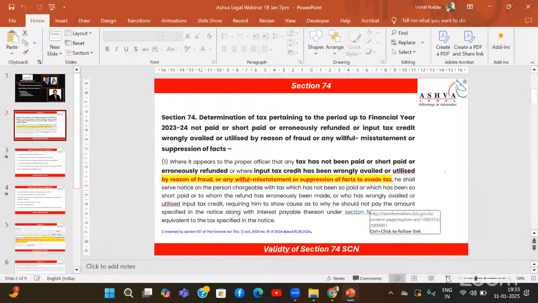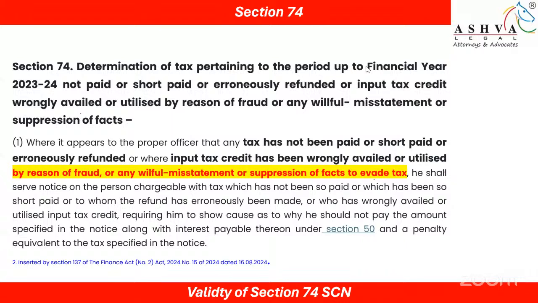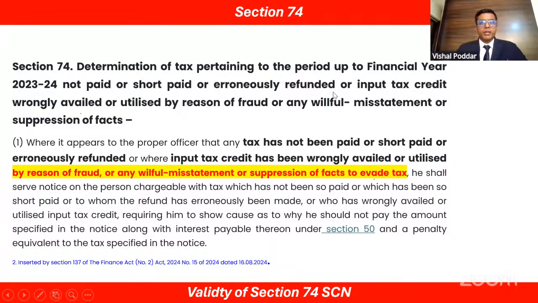Because the person who has shared this question with me, I believe this is their intent in asking this question. Now, what does Section 74 read? It reads like this: determination of tax pertaining to the period up to financial year this. Now, because now you have 74A, the main part is this: determination of tax not paid or short paid or erroneously refunded.